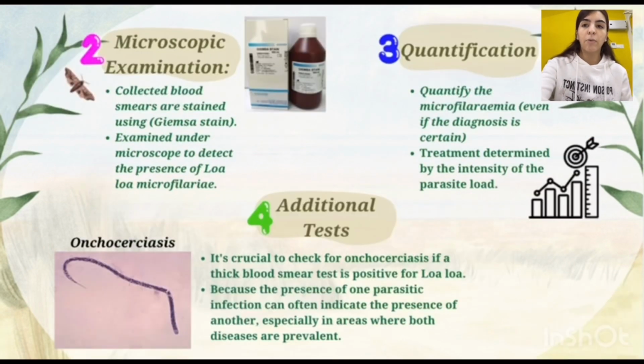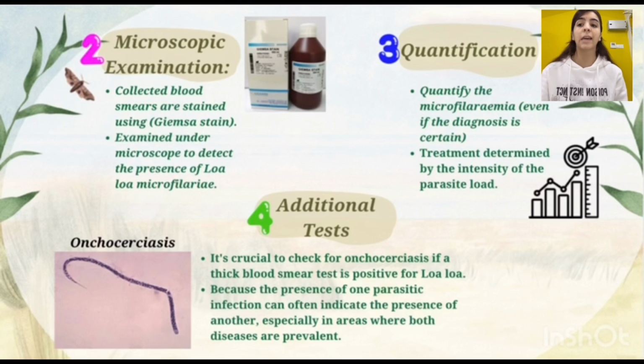For the third procedure, which is quantification, we quantify the microfilariae, even if the diagnosis is certain. That's because determining the intensity of the parasite is important for the treatment. And then the final step is additional testing.